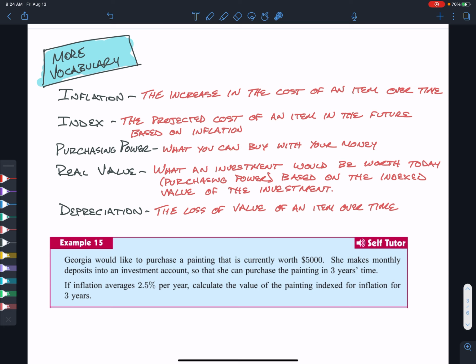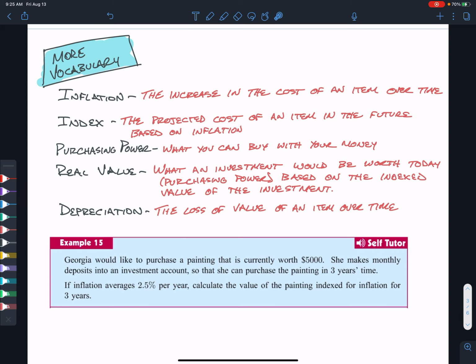Inflation is the increase in cost of an item over time. Index is the projected cost of an item in the future based on some average or some inflation rate or some inflation value. Your purchasing power is what you can buy with your money today. Your real value is what an investment would be worth today, your purchasing power today, based on the indexed value of the investment in the future. So the real value says, hey, what would this thing be?